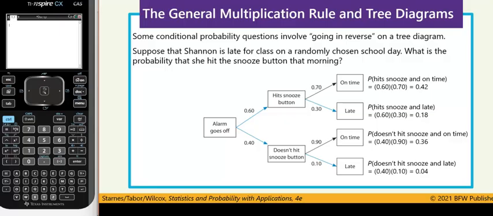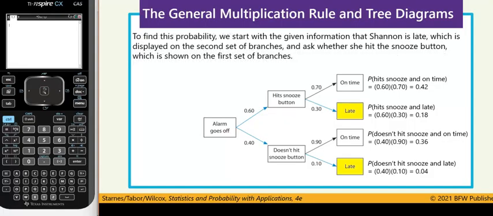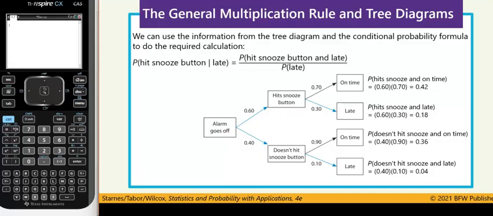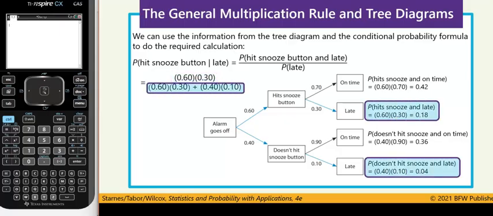What's probably hitting the snooze button that morning? Well, that would be the 18% divided by the 22% here. So the late, our denominator, is the given there. Because again, the given is always our denominator. We already did that a minute ago. It's 22%. We don't have to add up all those numbers. We did it just a minute ago. And the numerator is the 18%, right? That comes from, if you hit the snooze, it's the 18.